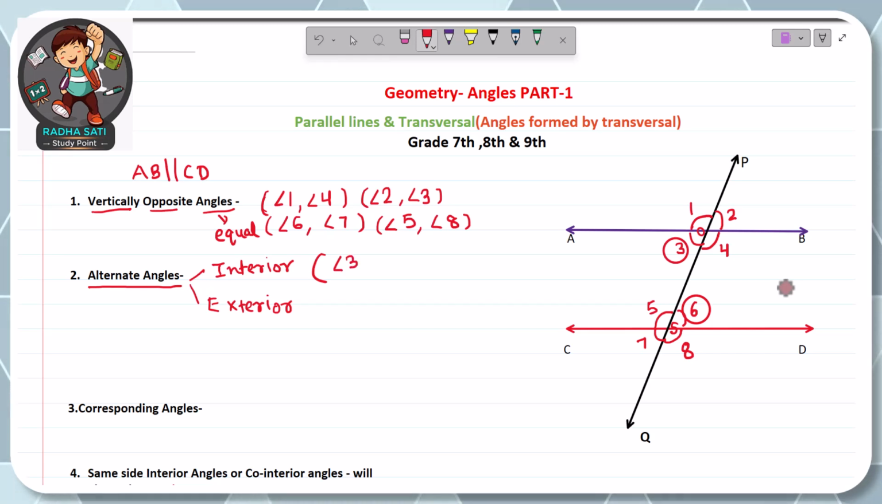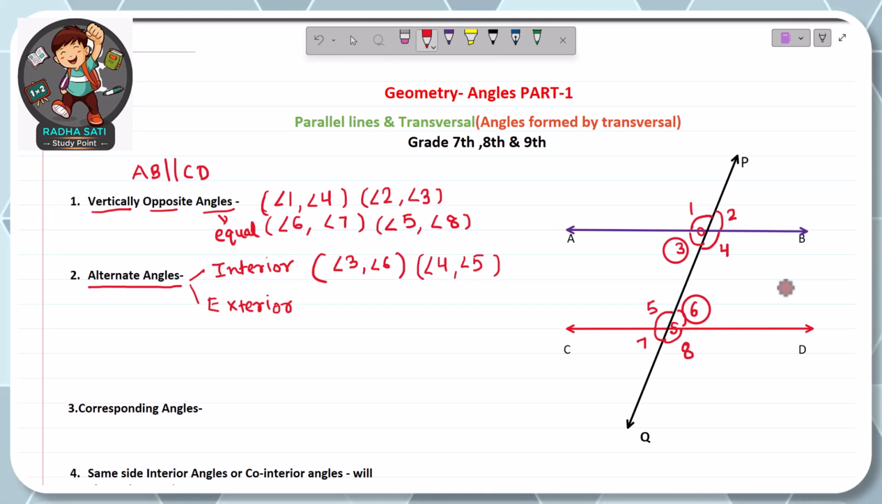So let's write angle 3 and angle 6. Similarly, angle 4 and angle 5 will be another pair of alternate interior angles, means angles which are alternate and which are in the interior of the parallel lines. Okay, and these angles will also be equal. Suppose angle 3 is 60 degrees, then angle 6 will also be 60 degrees. Similarly, if angle 5 is 120 degrees, then angle 4 will also be 120 degrees.